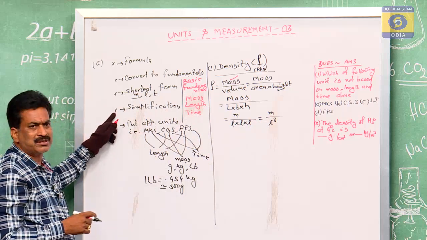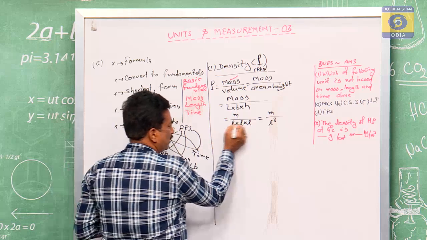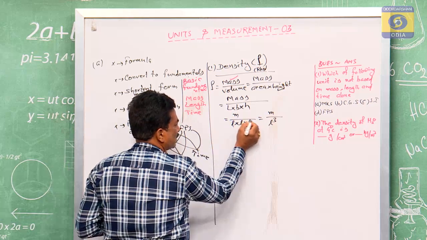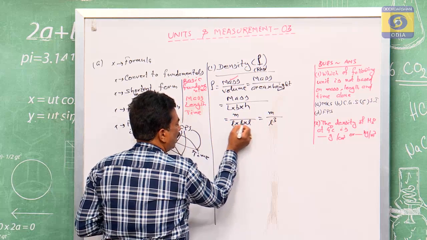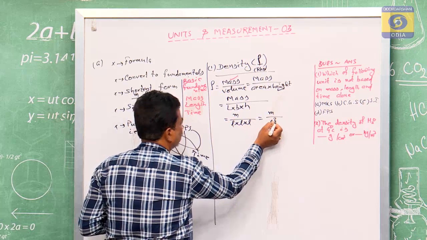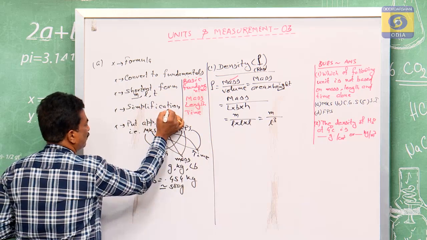Then the fourth step is the simplification. So this is the third step, and the fourth step is the simplification. The three lengths are combined, which gives the multiplication form, therefore that is L cubed. So the fourth step, simplification, is over.